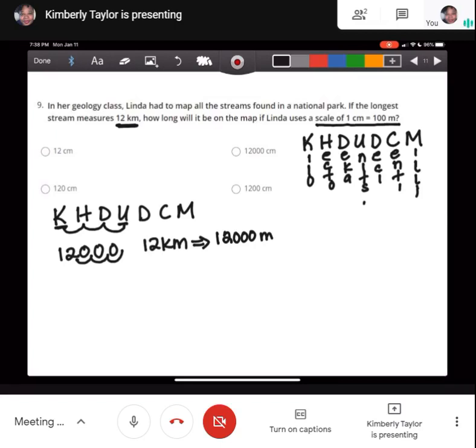Okay, so now I'm looking at my scale. The scale says that 1 centimeter is equal to 100 meters. So we want to know, how many centimeters do I get when I have 12,000 meters?